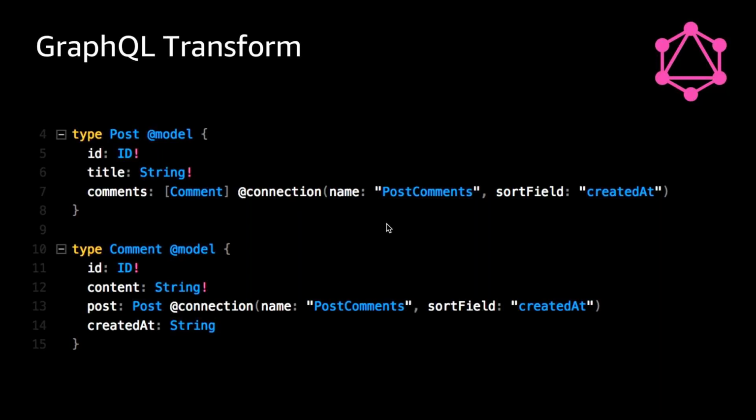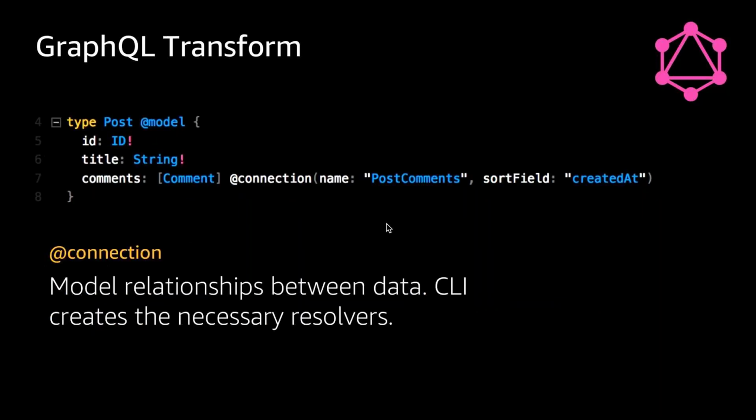And this will automatically generate all of the necessary resolvers. It will also add a global secondary index in the table for the comment table for us to be able to query based on the ID of the post. So when someone creates a post, someone creates a comment under that post, we can then query for comments based on the post ID. So @connection, again, models relationships between your data. The CLI will then create the necessary resolvers based on the @connection declaration.